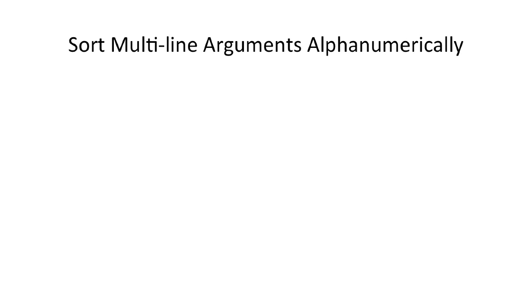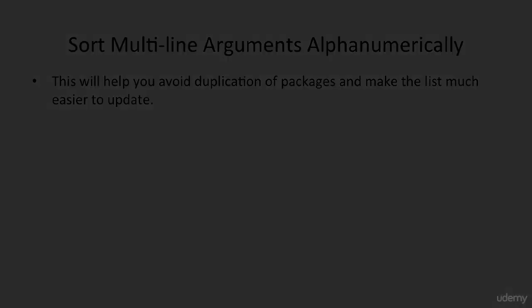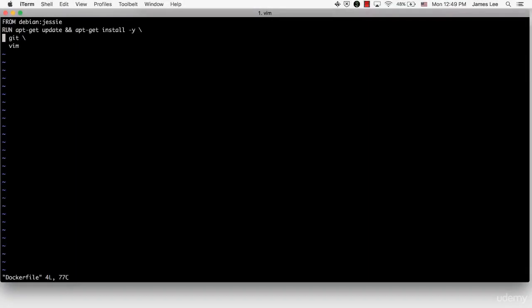Another good practice when writing the RUN instructions is to sort multiline arguments alphanumerically. This will help you avoid duplication of packages and make the list much easier to update. Let's say we want to install the Python package as well. We need to put Python between Git and Vim so that they are sorted alphanumerically.